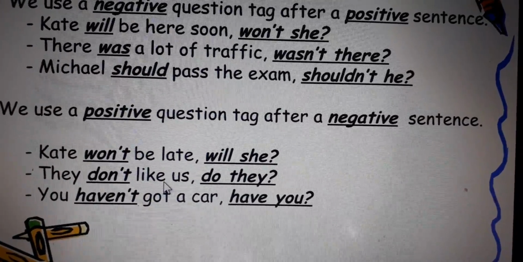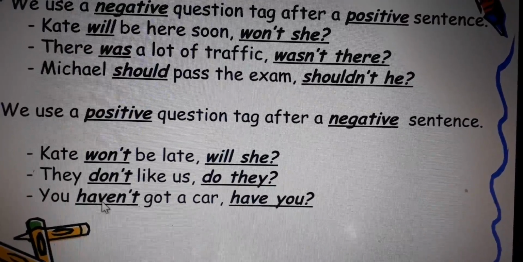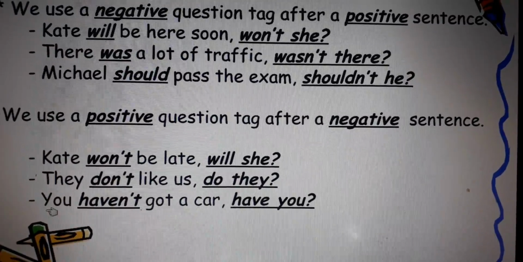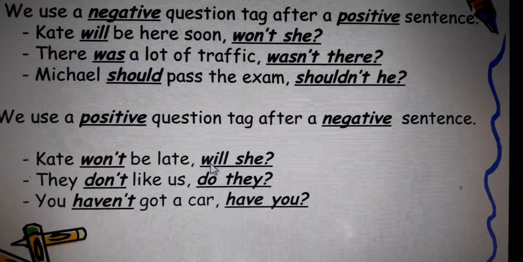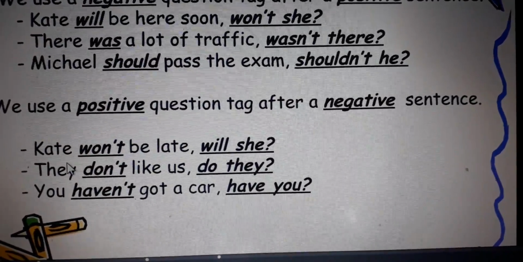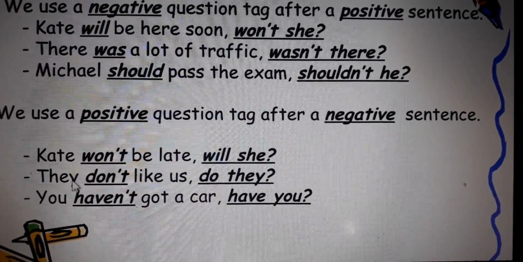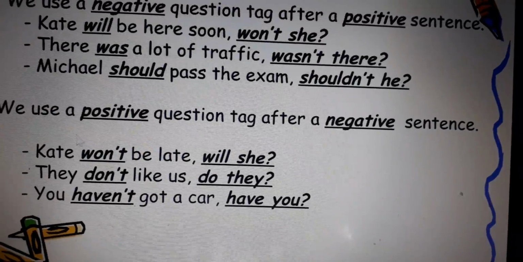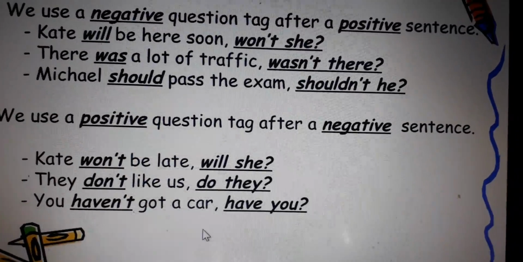They don't like us. Do they? You haven't got a car, have you? Right? Not is already there, so we are not going to write n't in the question tag. We are going to provide the positive question tag to the negative sentences, and here we are taking the help of the helping verb. So no more confusion. It is as simple as that. Helping verbs are helping you in the formation of question tags.